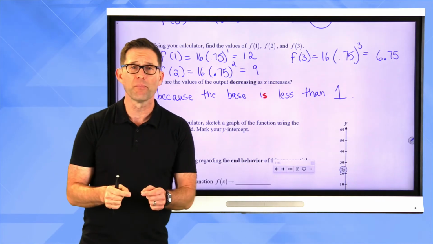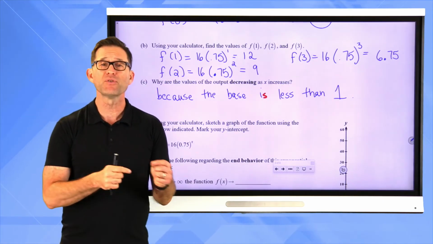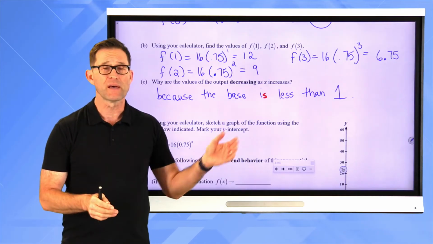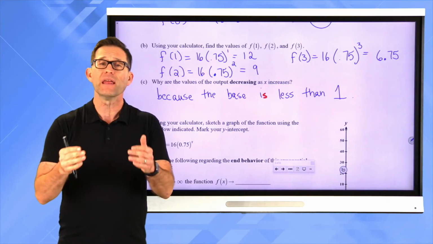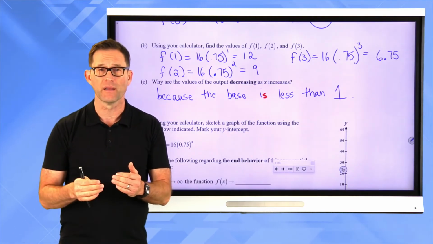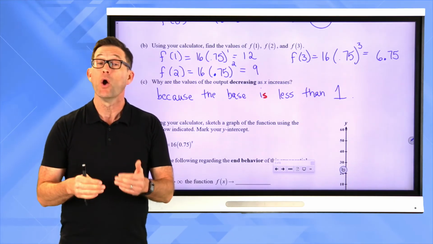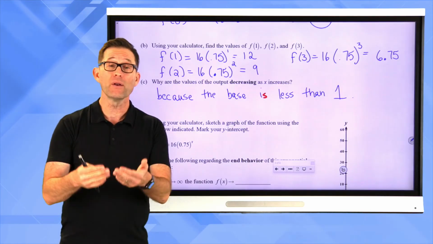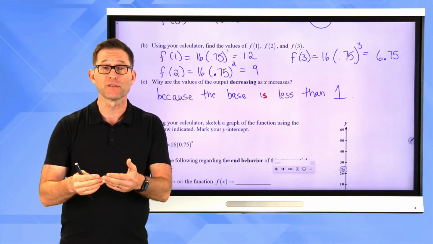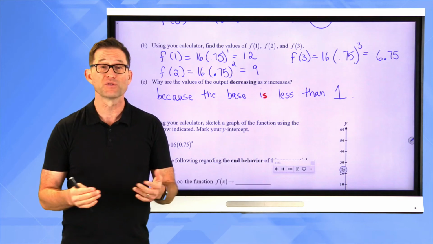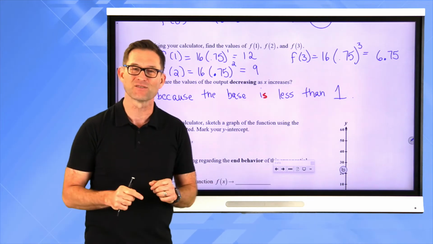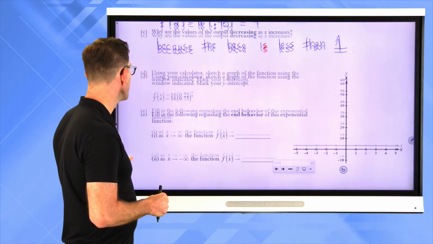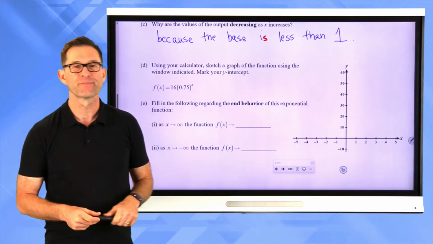But when we multiply a quantity by a number between 0 and 1, 0.75, 0.5, 0.1, 0.9, it reduces the quantity. It makes it smaller. When we multiply by a number greater than 1, it produces something that is larger. And of course, when we multiply by the number 1, it doesn't change anything at all, which is kind of nice, right? So let's take a look at letter D.